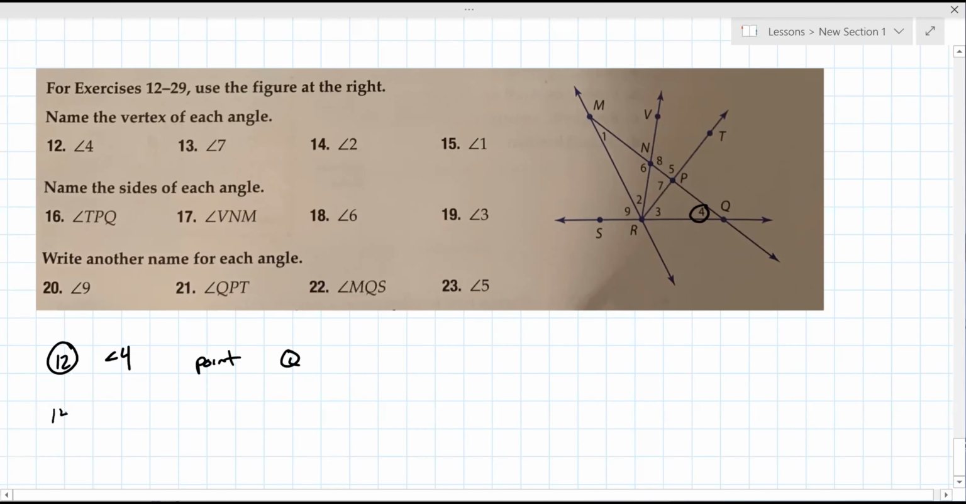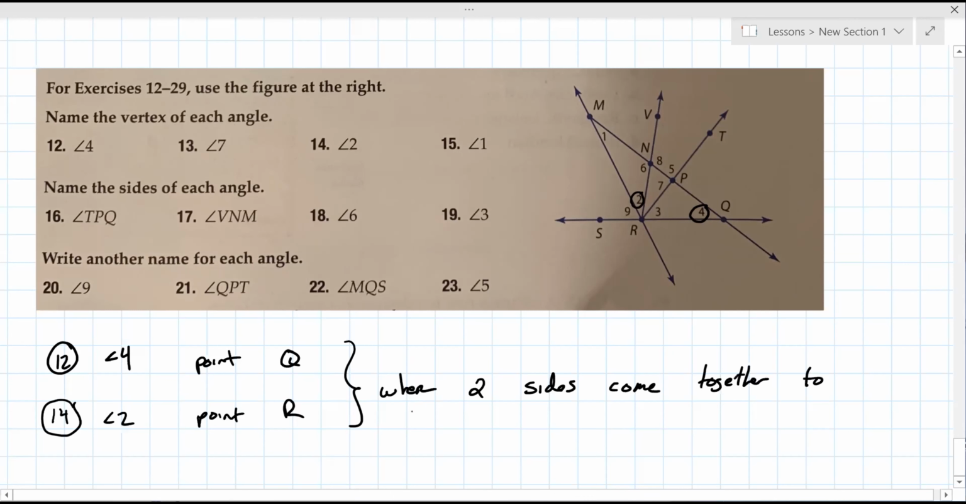For 14, angle 2, I got to find it. It's right there. It shares a vertex with a couple other angles. It's that R, angle 2. It's point R because it's where the two sides come together to form a point.